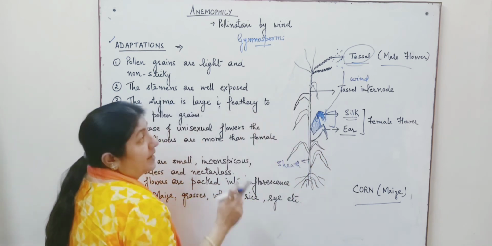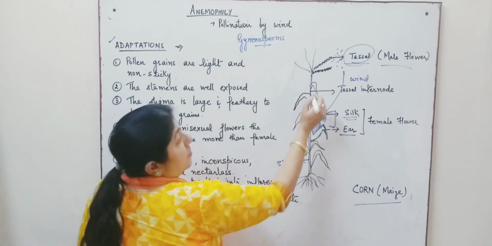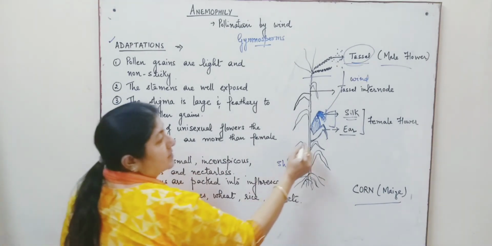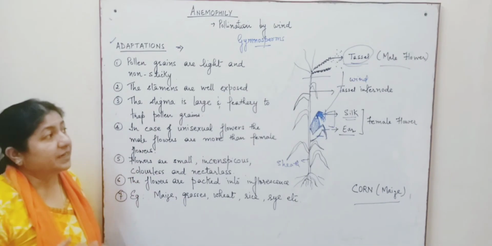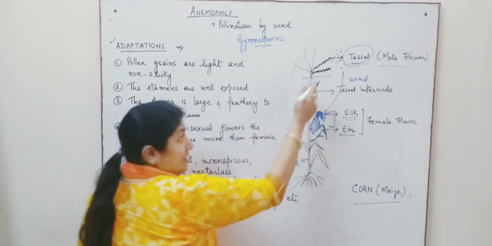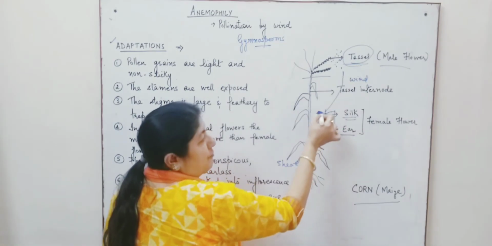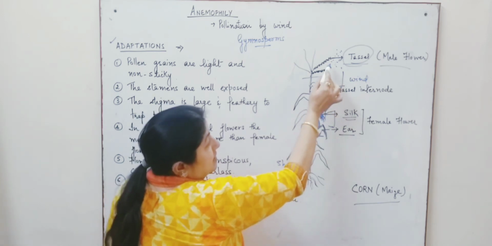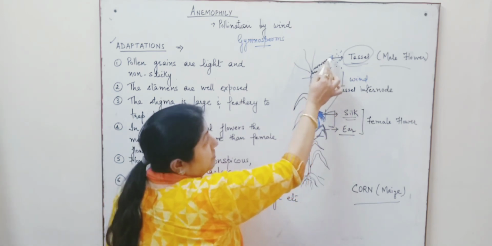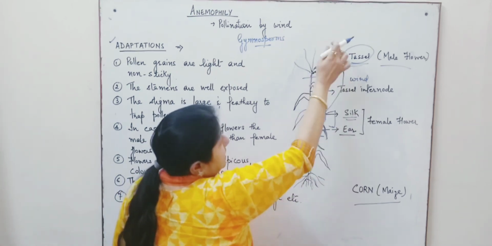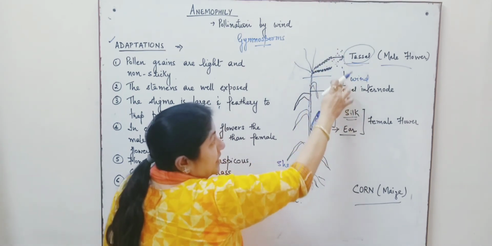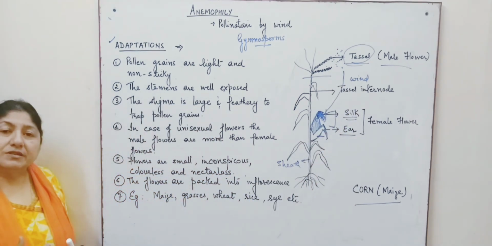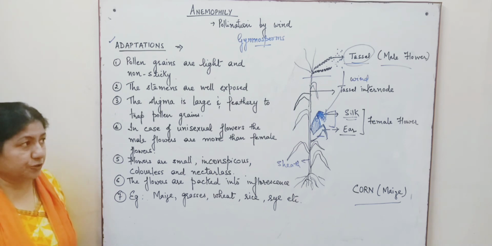As you can see in this, another modification is the male flower is situated on the top and the female is situated at the lower side. This is because this will facilitate the landing of pollen grains onto the silk or the female flower. So what happens is, the wind blowing on maturation of the pollen grains will, after the dehiscence, release them, they are carried by the wind, and they are trapped by the silk. So as a result, it brings about the pollination.